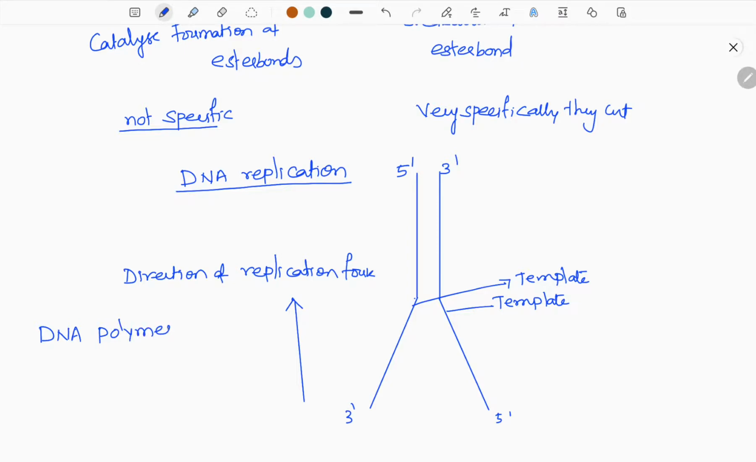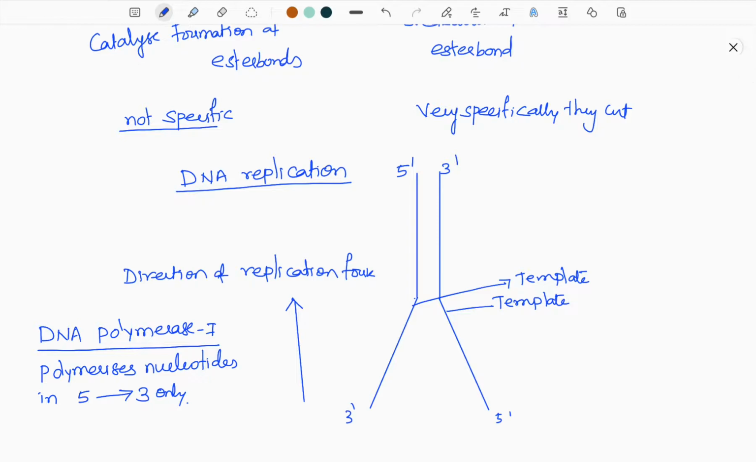DNA polymerase is an enzyme. In fact, it is polymerase 1. It polymerizes nucleoside triphosphates, which I am writing as nucleotides, in the 5 to 3 direction only. It doesn't replicate in the 3 to 5 direction. Remember always, replication of DNA, transcription, translation, all that takes place only in the 5 to 3 direction. They never take place from 3 to 5 direction.